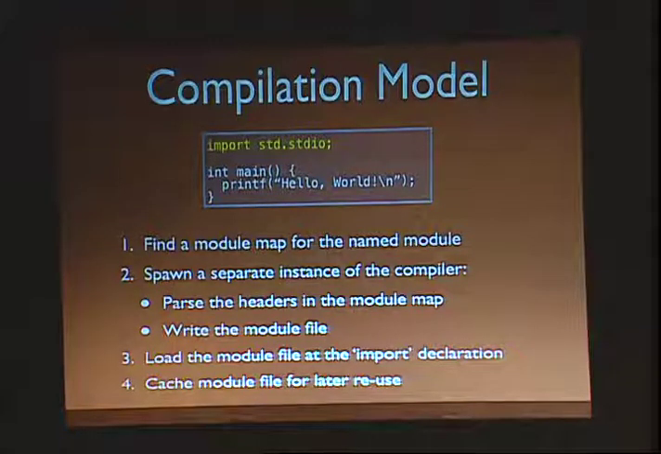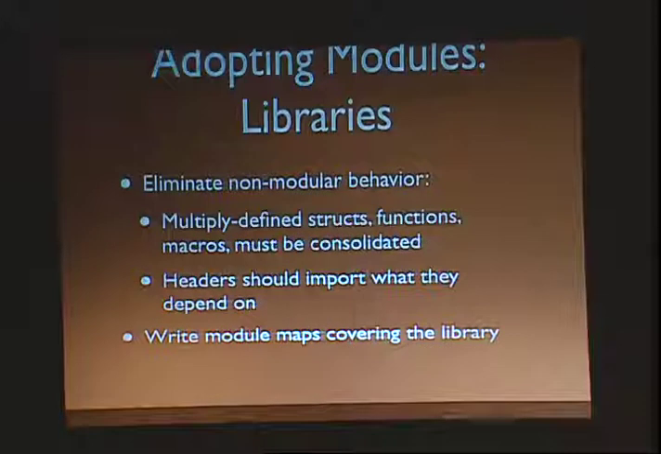So that's the translation model. Given that translation model, given module maps, how do we take our existing software libraries and actually make them work in the new modules world? So the first thing to do is we have to eliminate what we call non-modular behavior. To eliminate non-modular behavior, we have to get rid of multiple definitions. If you've ever copied and pasted a macro definition and done an ifdef to see, oh, if it's not defined, give it the same definition I saw over here, you should feel bad, and you should undo that, because that's the kind of thing that breaks modules.